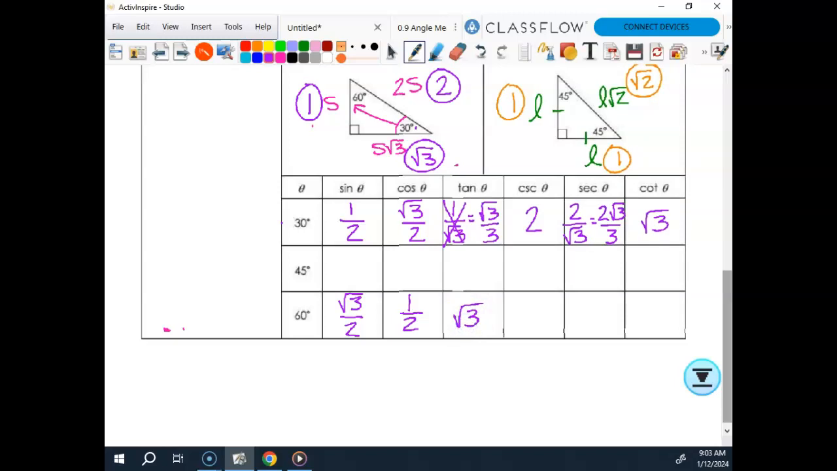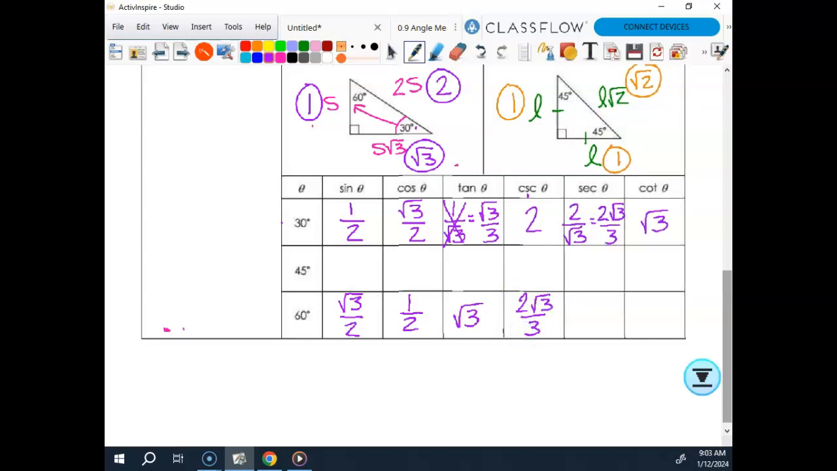Okay. Now, cosecant. So cosecant is the reciprocal of what? Sine. So since sine is the square root of 3 over 2, I want the reciprocal. Have we already found the reciprocal of the square root of 3 over 2 somewhere? Didn't we do it right here? So isn't this my answer? We don't have to redo the work. Okay. So 2 square roots of 3 over 3.